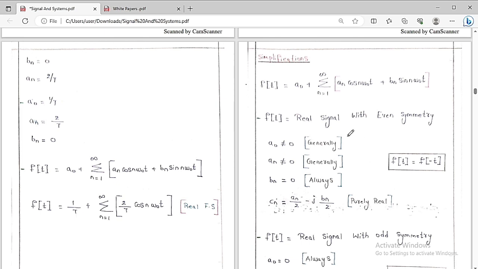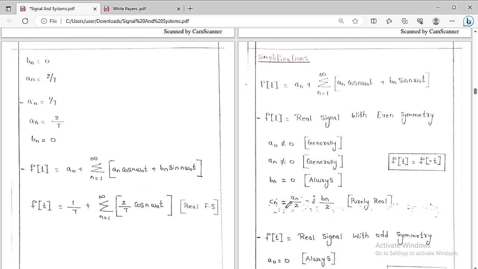Real signal means there is no complex term. That's it. There is no complex term in that signal. Then as f(t) is an even symmetric signal, a naught is not equal to 0 generally and a n is also not equal to 0 generally, but b n is equal to 0 always. Then what terms are you going to get? a naught you are going to get, a n you are going to get. So b n is absent. Therefore for this signal there will be a DC term as well as the cos terms. Only these are going to be present.